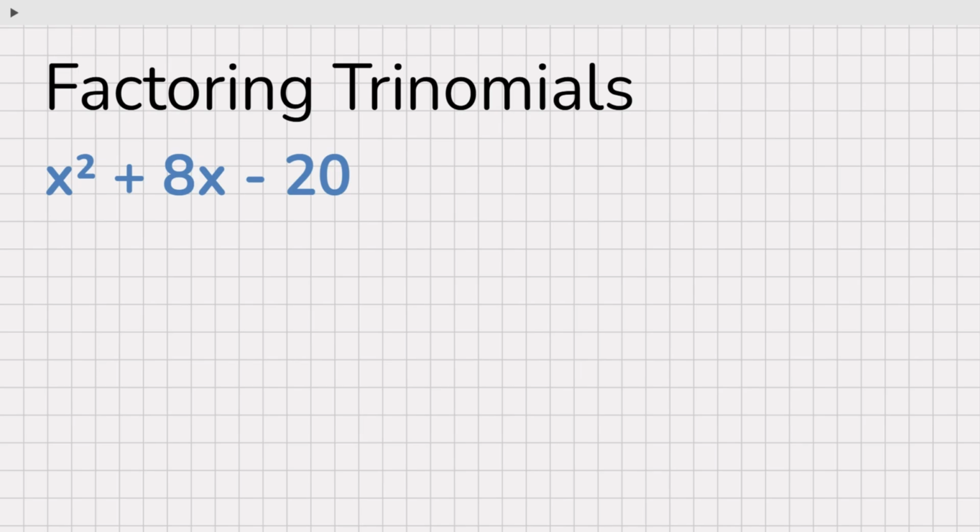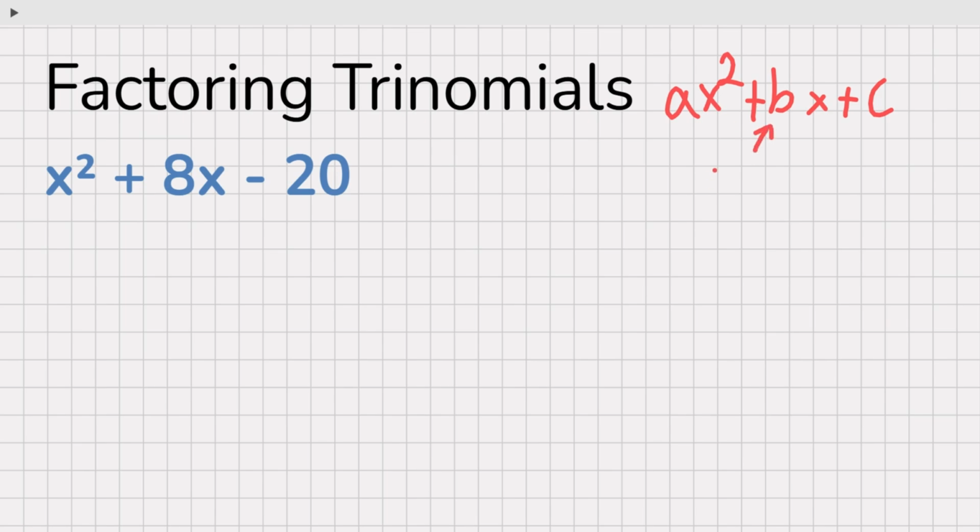Have you ever seen something like this and thought, ugh, why does math have to be so complicated? Factoring trinomials can feel impossible, but don't worry. I'll show you this trick that makes it way easier than you think. Now, I want you to recognize that when it comes to factoring trinomials, they're all quadratics for the most part, at least for the scope of this video. And they are of the form ax squared plus bx plus c.